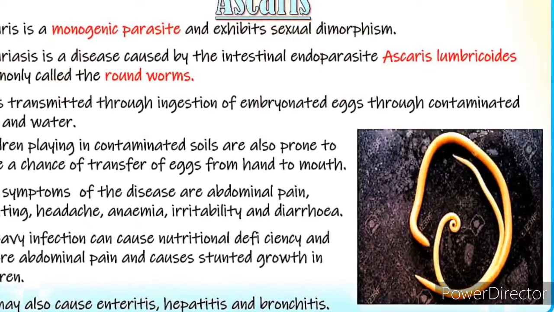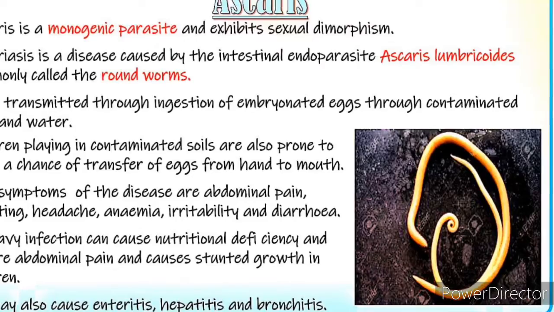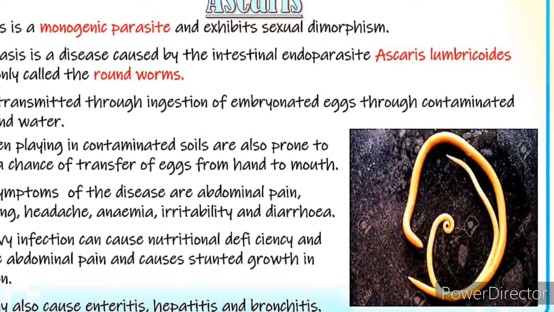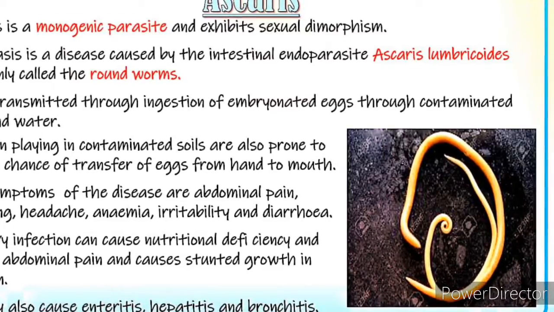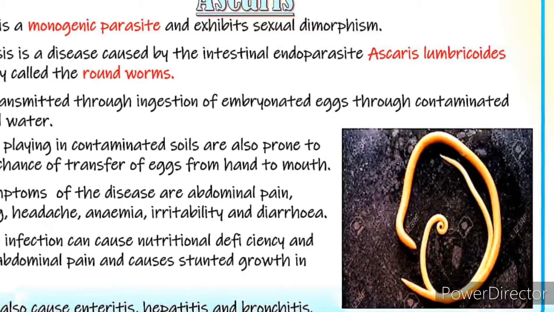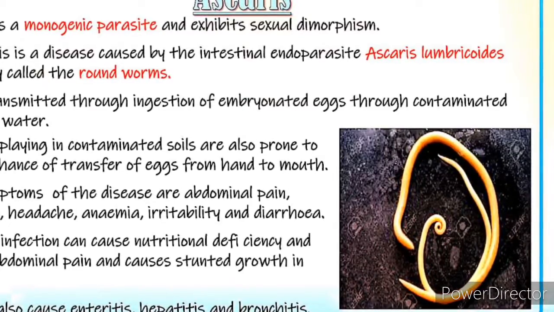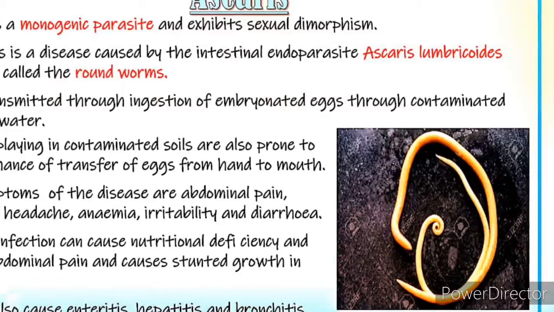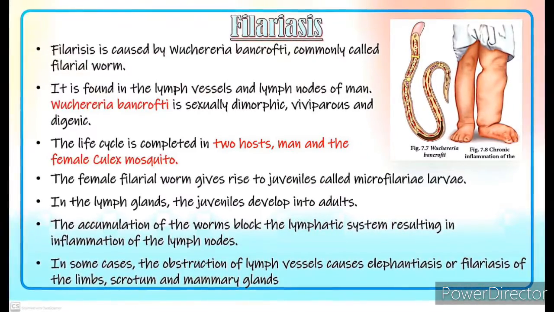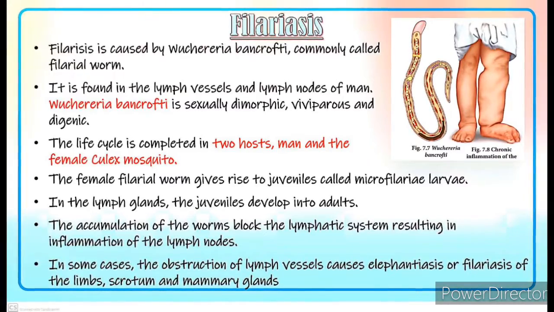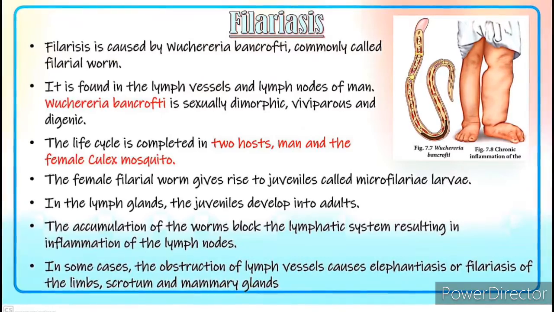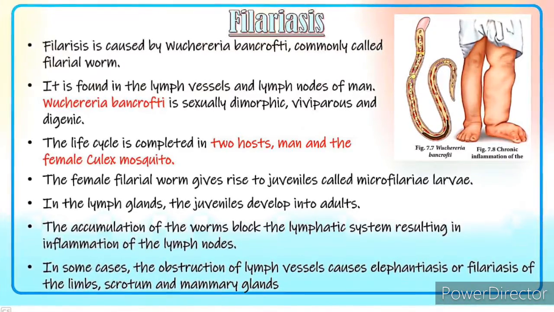It's commonly called roundworm. It is transmitted through ingestion of contaminated food and water. The symptoms are abdominal pain, vomiting, headache, anemia, irritability and diarrhea. Then filariasis. It is caused by Wuchereria bancrofti, commonly called filarial worm. It is found in the lymph vessels and lymph nodes of man.